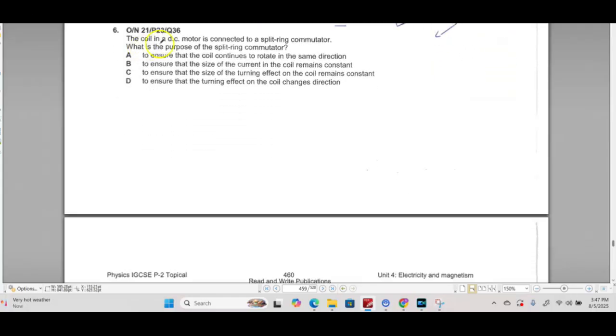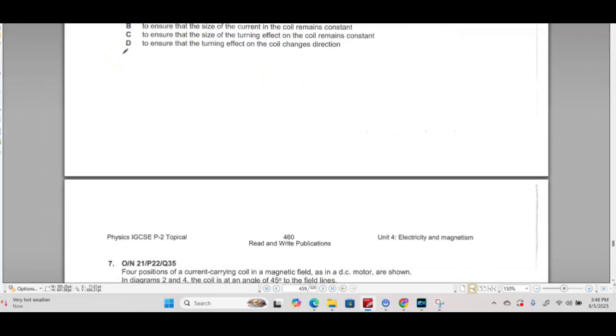Question number 6. The coil in the DC motor is connected to a split ring commutator. What is the purpose of the split ring commutator? Okay, A, to ensure that the coil continues to rotate in the same direction. Yes, this is correct. We've just done a question before as well. Its purpose is to ensure the coil continues to rotate in the same direction. So A is our correct option.